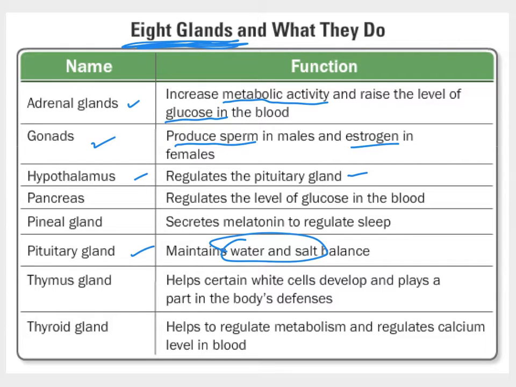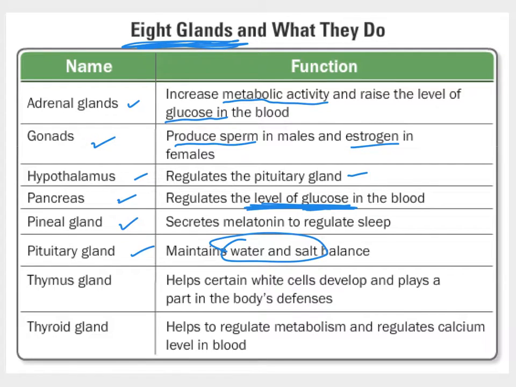can function properly. We also have the pancreas, which regulates the level of glucose in the blood, and that's done through insulin. So when you hear about diabetes and people with pancreatic issues, what we're talking about is that level of glucose, making sure we have enough and not too much.